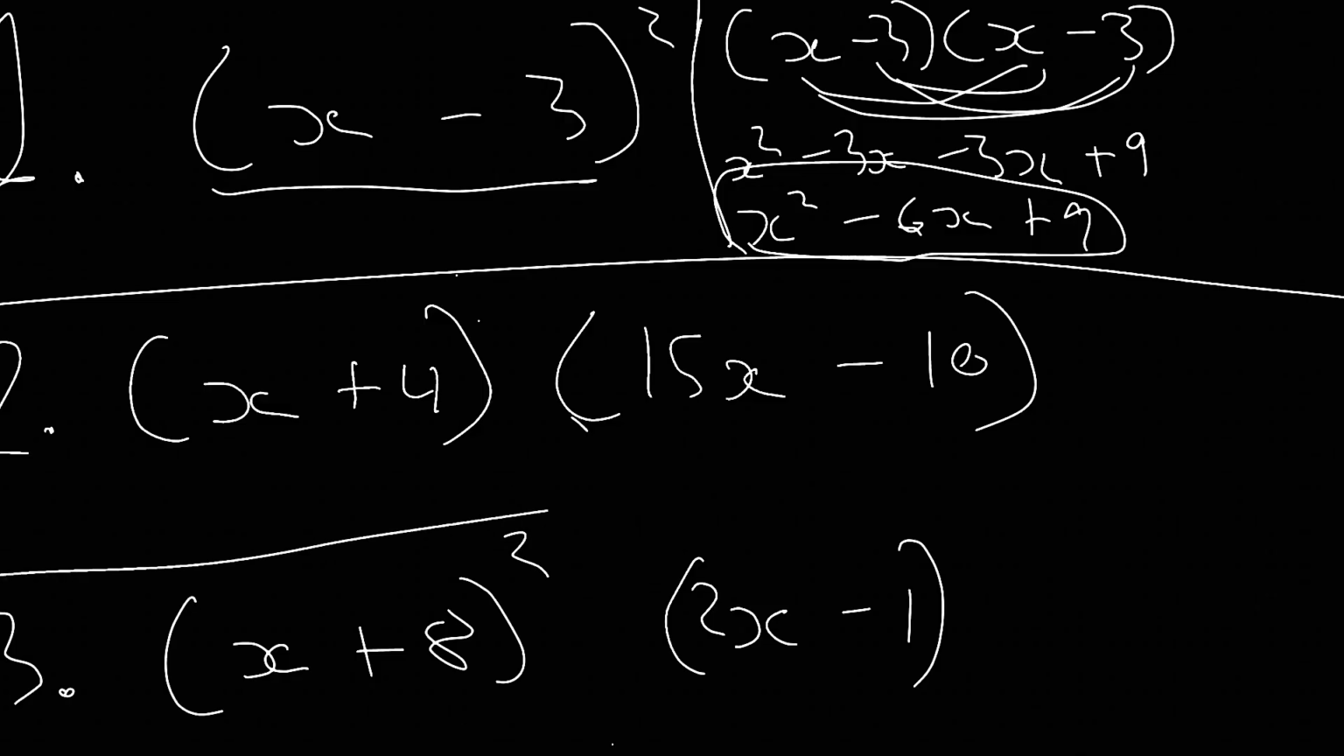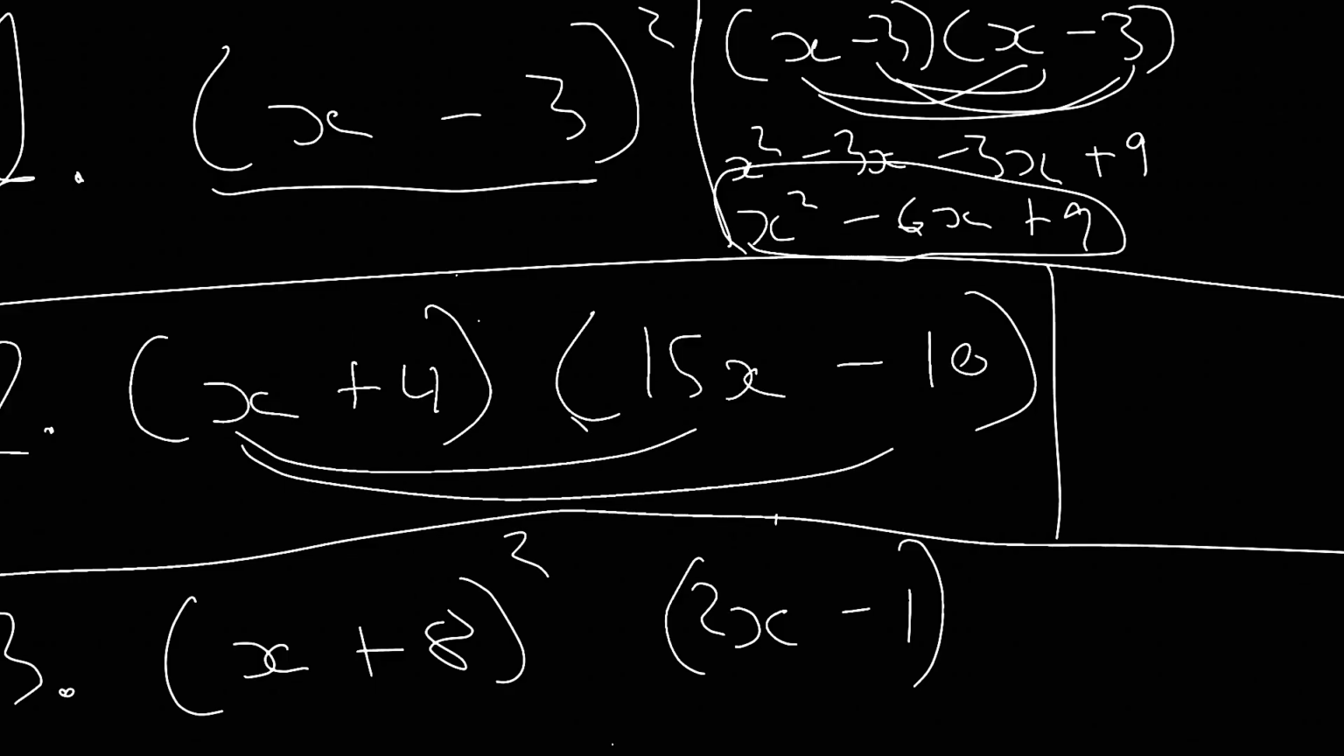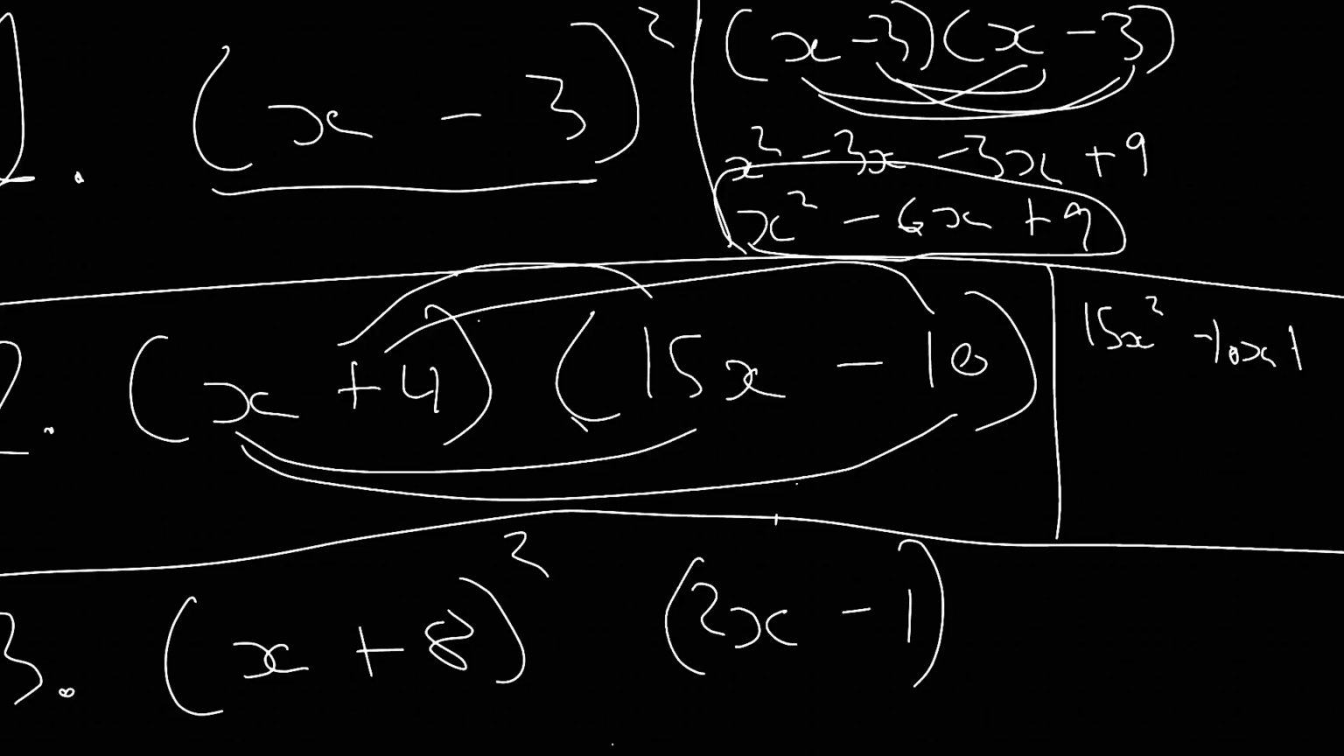The next question I have over here, x plus 4 times 15x minus 10. So I can just do x times 15x, then the x times minus 10, the plus 4 times 15x, and the plus 4 times the minus 10. So x times 15x gives me 15x squared. The x times the minus 10 gives me minus 10x. Then I have the plus 4 times 15x gives me, I think it's plus 60x. 15 times 4 is 60, I think. And then the plus 4 times the minus 10 gives me minus 40.